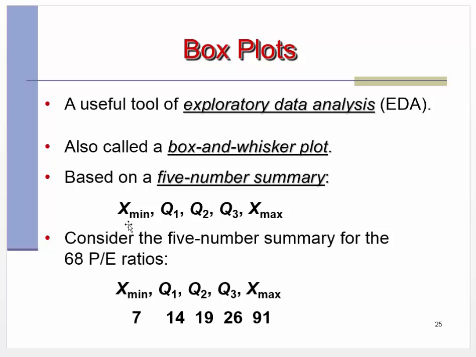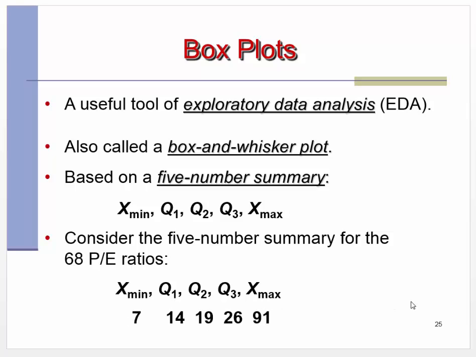The 5 numbers are X min, the minimum observation in the data series; Q1, the first quartile; Q2, the second quartile; Q3, the third quartile; and X max, the largest one. If we consider the 5-number summary of the P ratios, with 68 observations, X min is 7, Q1 is 14, Q2 is 19, Q3 is 26, and X max is 91.